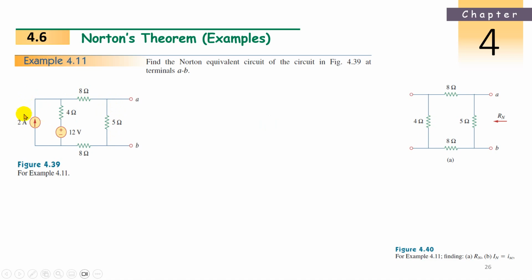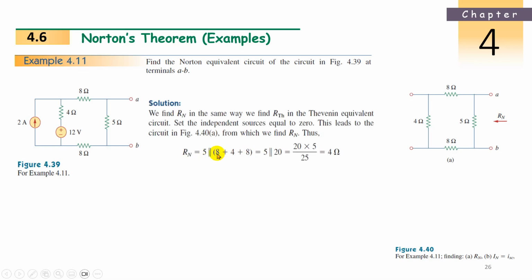Now open circuit this current source, then it will be open here. So this 4 ohms, 8 ohms, and this 8 ohms here, 4 ohms, 8 ohms, and 8 ohms will be in series because this is open circuit now. So this is in series, then 5 ohms will be in parallel. That is your result for the R Norton. Very simple. So 5 ohms is in parallel with the series of 8, 4, 8.